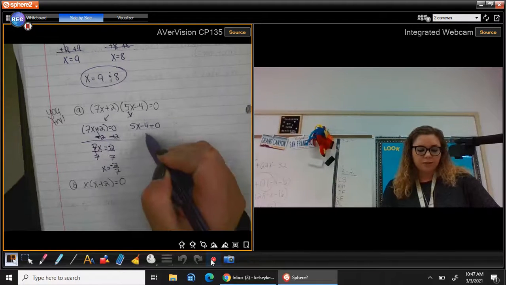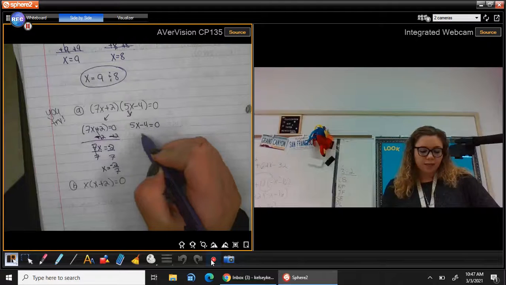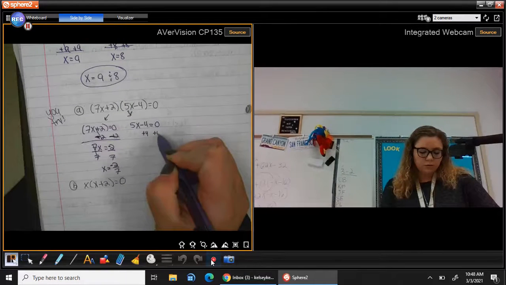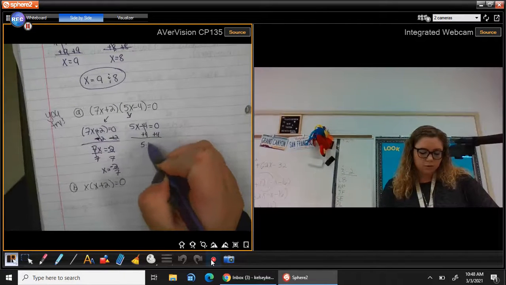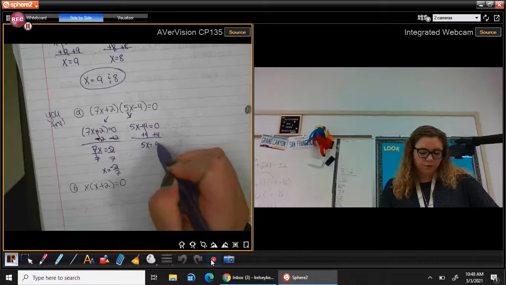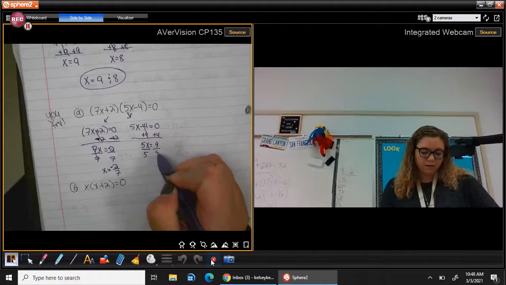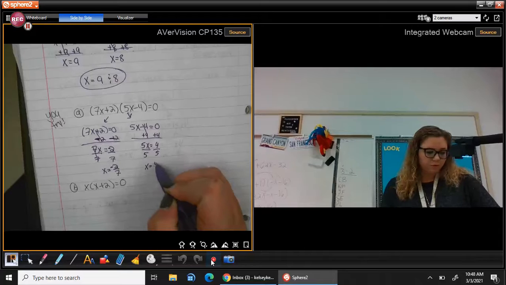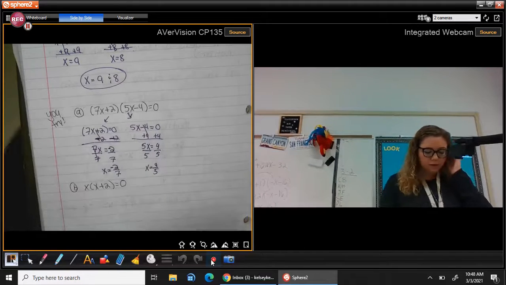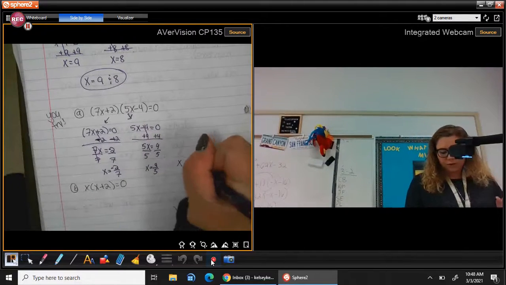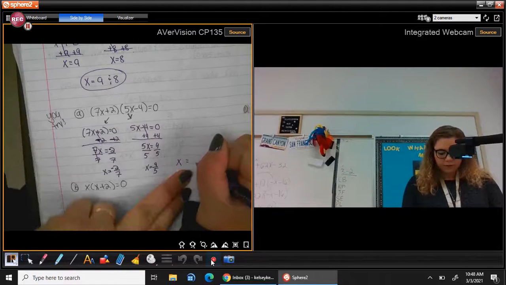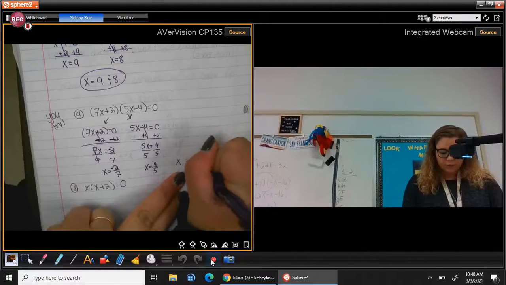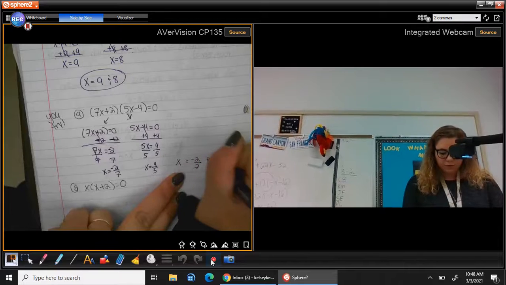So over here, I'm going to do the inverse of -4, which is adding 4. 0 plus 4 is 4. Divide both sides by 5. I get x equals 4/5. So my answers, I'm going to have 2 solutions, 2 roots, 2 zeros. It's going to be -2/7 and 4/5.